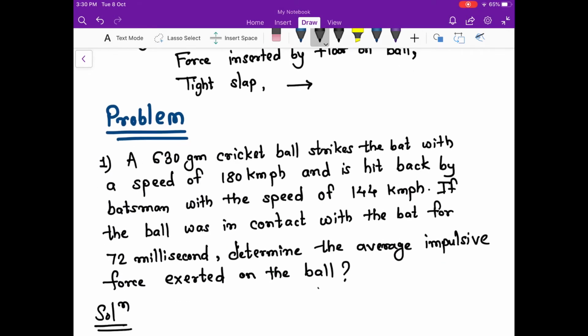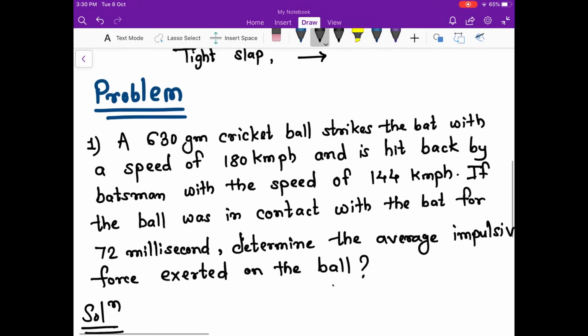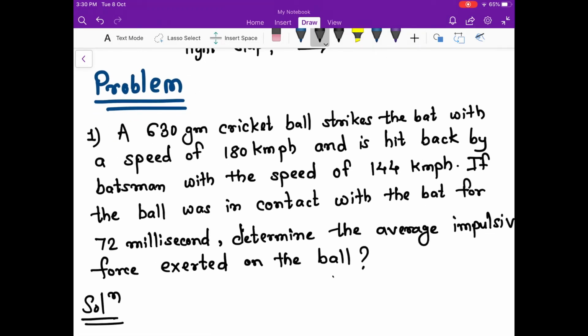The problem is like this: a 630 gram cricket ball strikes a bat with a speed of 108 km per hour, I have just misprinted it, and is hit back by a batsman with a speed of 144 km per hour. If the ball was in contact with the bat for 72 milliseconds, then determine the average impulsive force exerted on the ball. So this is the problem.